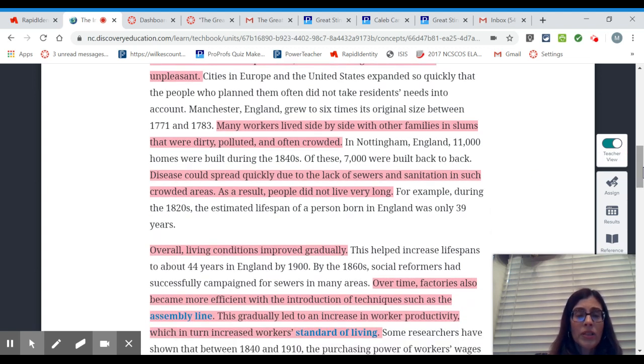And we know, especially now that we have talked about the great stink, that disease could spread quickly due to lack of sewers and sanitation in the crowded areas. And, at this time, they didn't know much still about the spread of germs. And so, consequently, people died of disease. And a lot of them died of disease, and they didn't live very long.